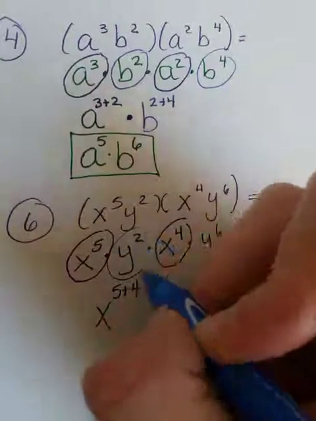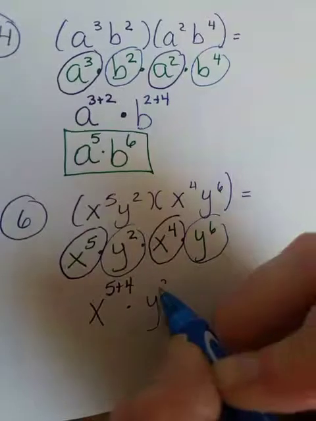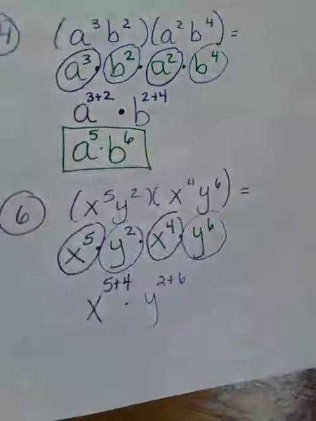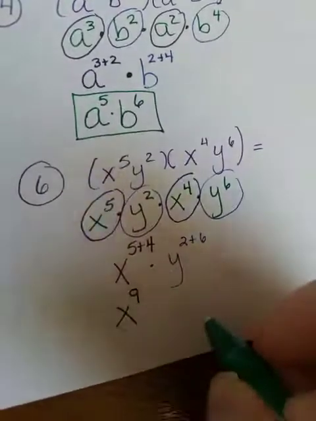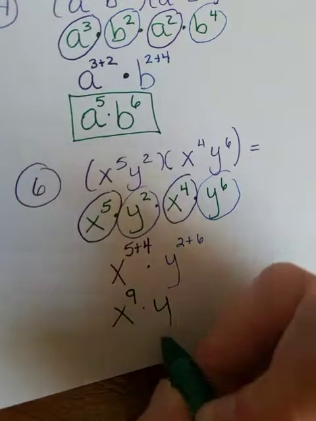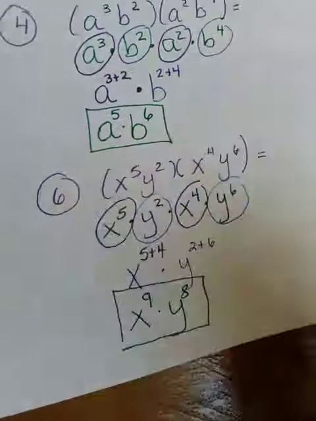Now I look at my y's. So this is times y to the power of 2 plus 6. Now just add, and you're done. This is x to the 9th, because 5 plus 4 is 9, times y to the 8th, because 2 plus 6 is 8. So that is all the multiplication that we will be dealing with.